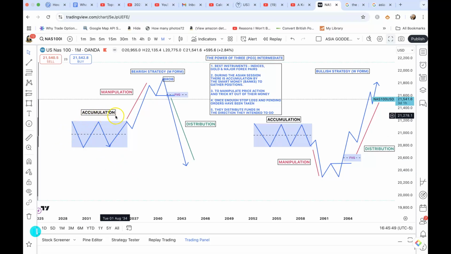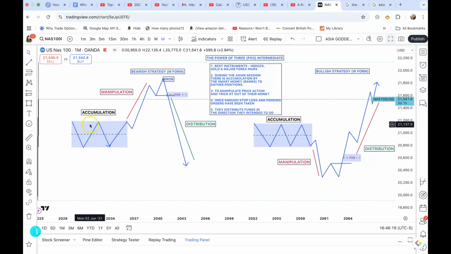Now you may know accumulation also as consolidation. You may know it as ranging. You may know it as channeling. Same thing. Accumulation is ranging, channeling, and consolidating. Okay. And normally that always happens. You just look at it and you'll see it. I'm going to show it to you. It normally happens during the Asian session, starting at around 6 o'clock p.m. to 8 o'clock p.m., during a pre-Asian session.